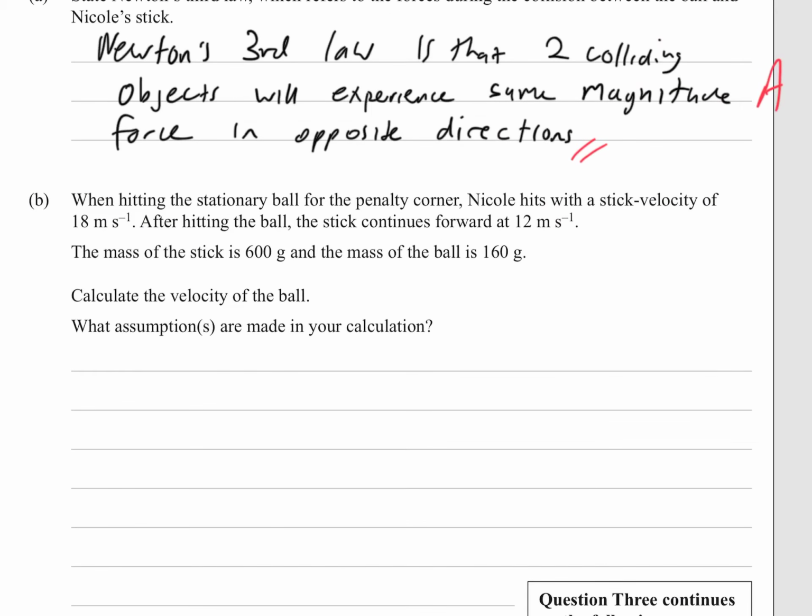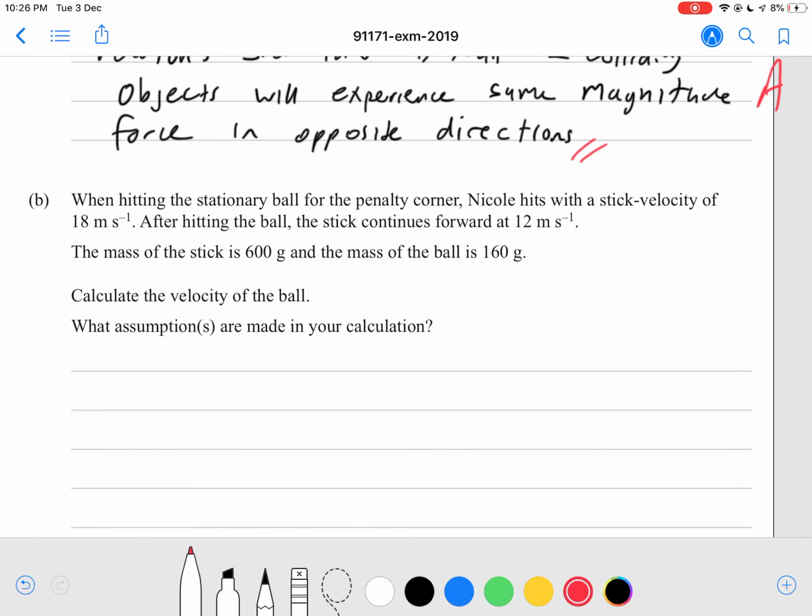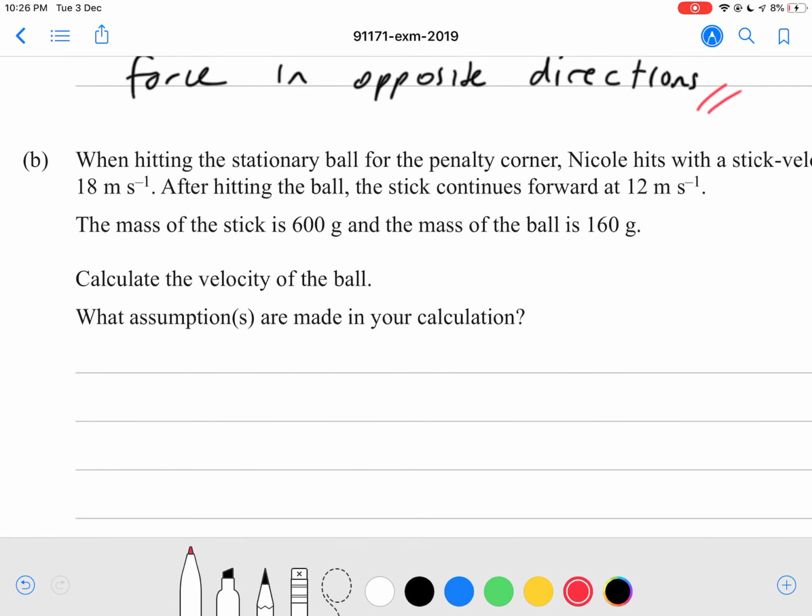Alright, so when hitting the stationary ball for the penalty corner, Nicole hits with a stick velocity of 18 meters per second. After hitting the ball, the stick continues forward at 12 meters per second. The mass of the stick is 600 grams and the mass of the ball is 160 grams. Calculate the velocity of the ball. What assumptions are made in your calculation?